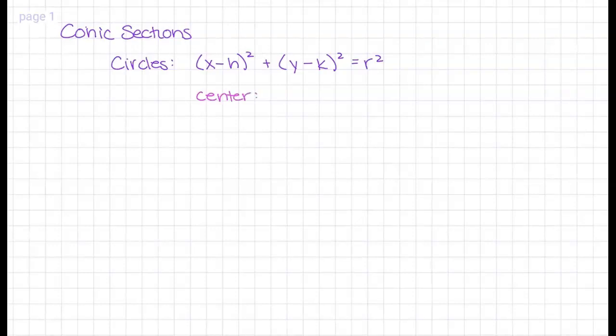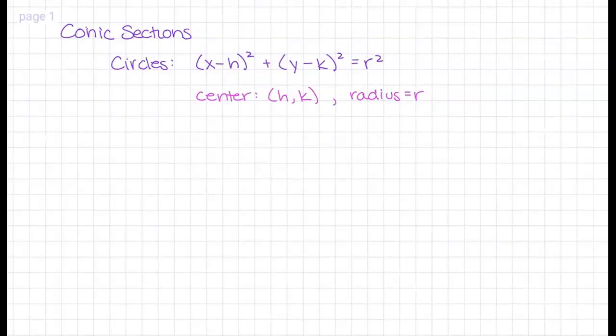Okay, so let's just do a quick overview of conic sections. This is just going to be really about the equations. So remember we had circles, and the standard form for the equation of a circle is (x - h)^2 + (y - k)^2 = r^2. The important pieces the equation gives us right away are that the center is at (h, k), and the radius is r.